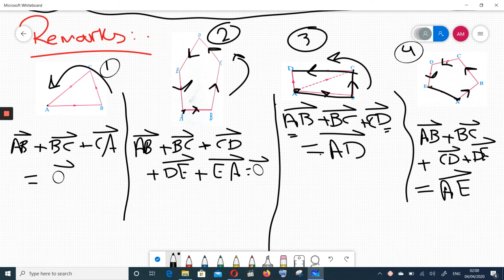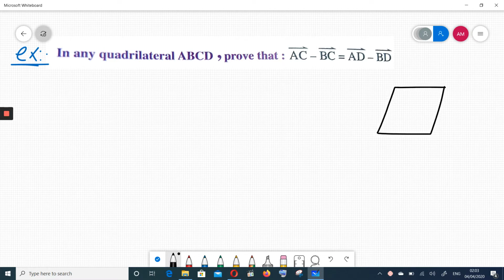So we need to prove in any quadrilateral ABCD, prove that the vector of AC minus vector BC equals the vector of AD minus vector BD. The first step here, we are going to draw any quadrilateral. Quadrilateral means it consists of 4 sides. It's not important to be a square, rectangle, parallelogram, whatever. Just any quadrilateral, okay? And we'll put here A, B, C, D.